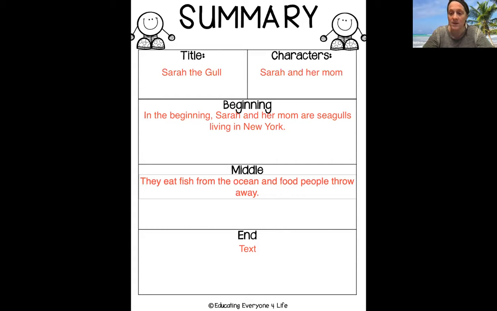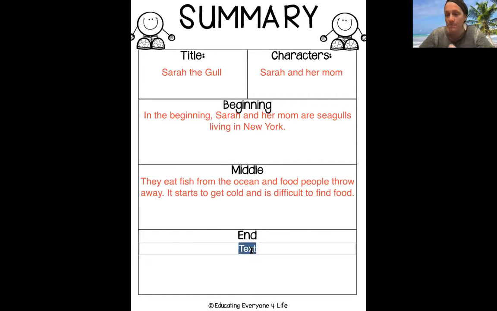Yeah, this is part of the middle of the story. We need to tell about the weather and how it starts getting colder, right? Okay, so it starts to get cold and it's difficult for them to find food, right? Okay, then what happens as a result of that? What do Sarah and her mom do?